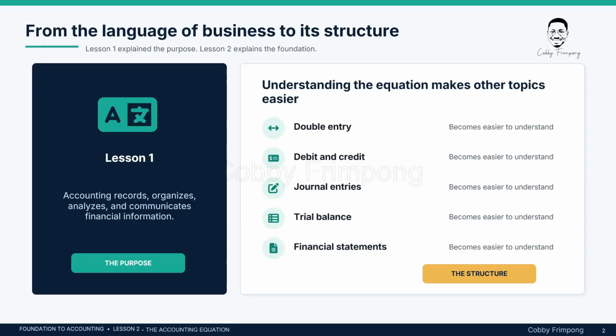In the previous lesson, we learned that accounting is a system used to record, organize, analyze, and communicate financial information. We also learned that accounting is often called the language of business because it tells the financial story of a business. The accounting equation gives that language a clear structure. If you understand the equation, debit and credit, double entry, journal entries, trial balances, and financial statements will become easier to understand.